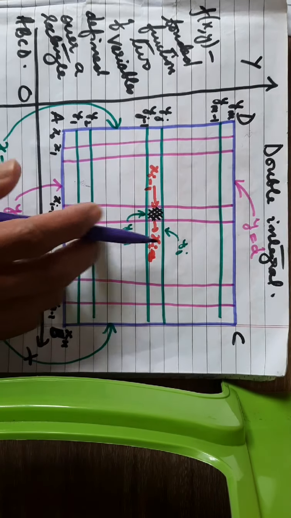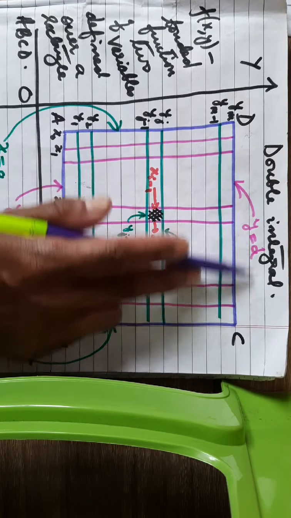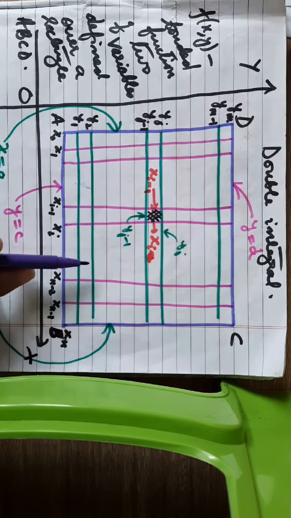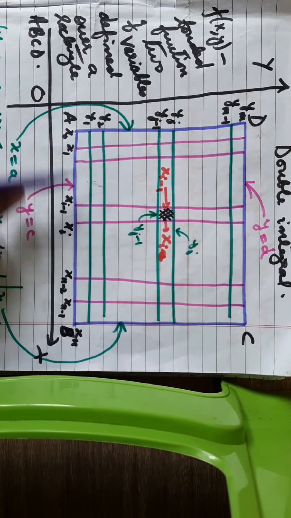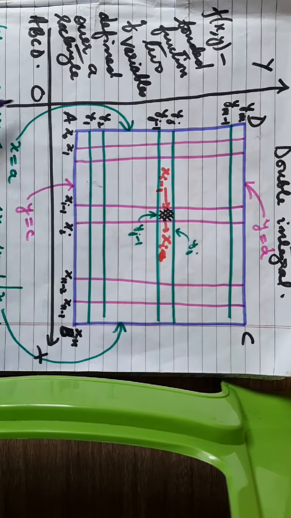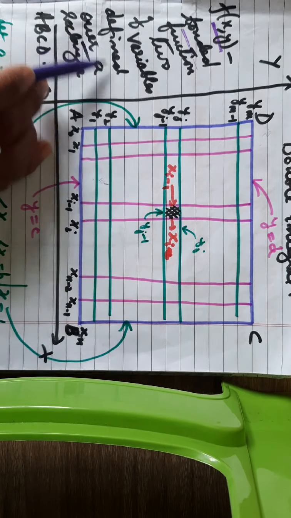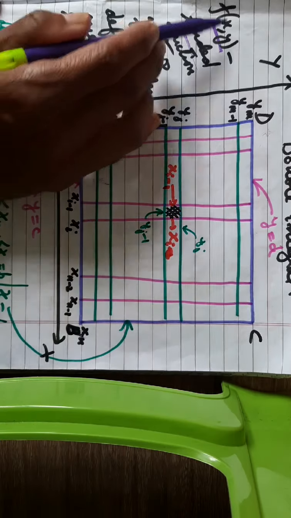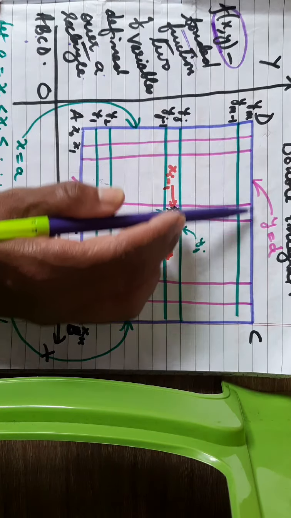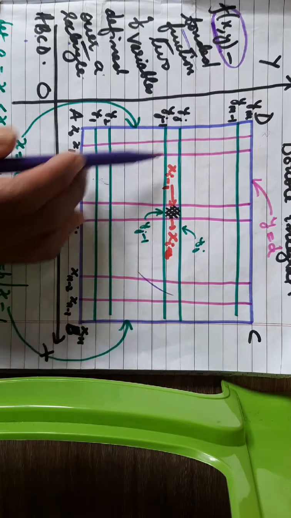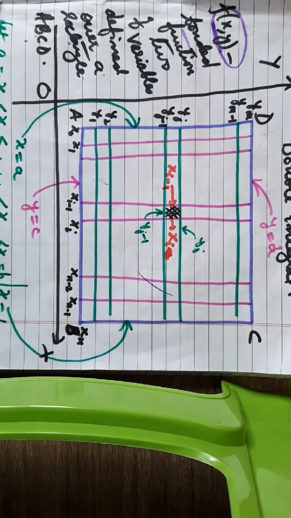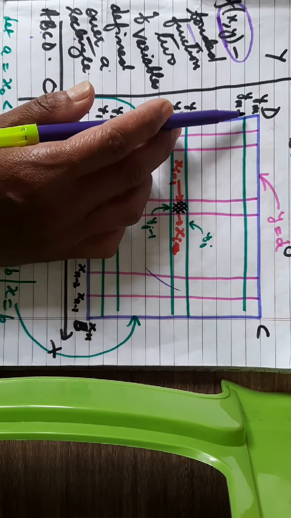Now let me explain to you the meaning of this double integral over the rectangle. Consider a rectangle ABCD. Let f(x,y) be a bounded function of two variables defined over rectangle ABCD. That means f(x,y) is a function of two variables which is bounded in this rectangle ABCD. That means there exists a lower bound and an upper bound.